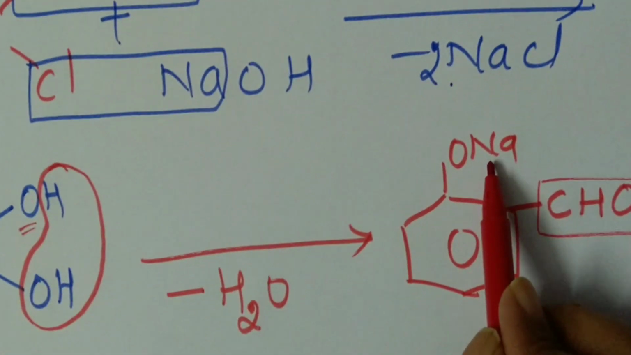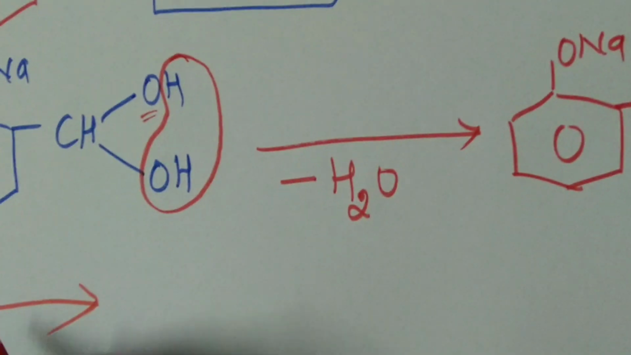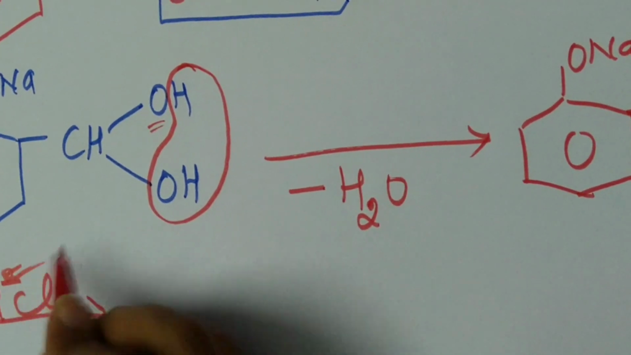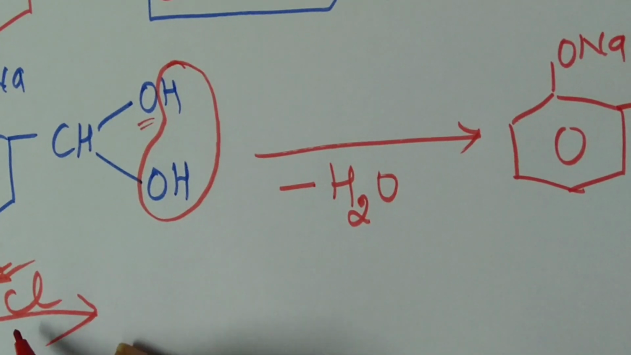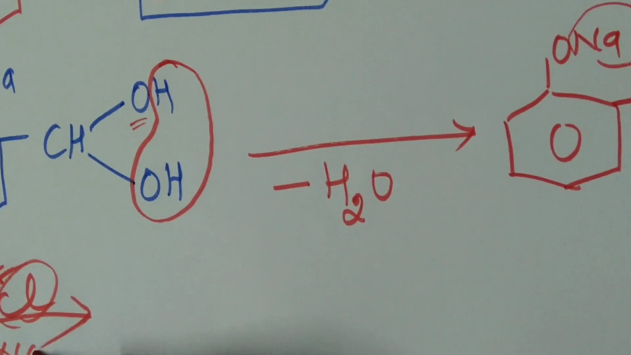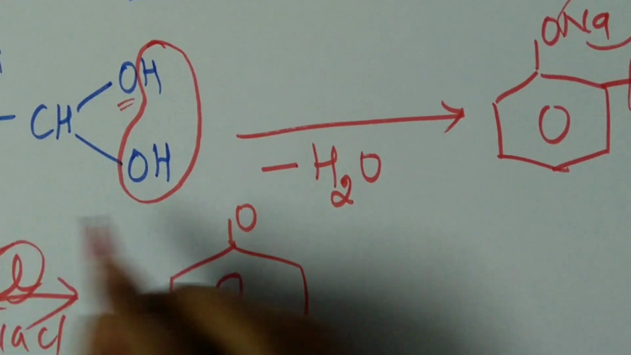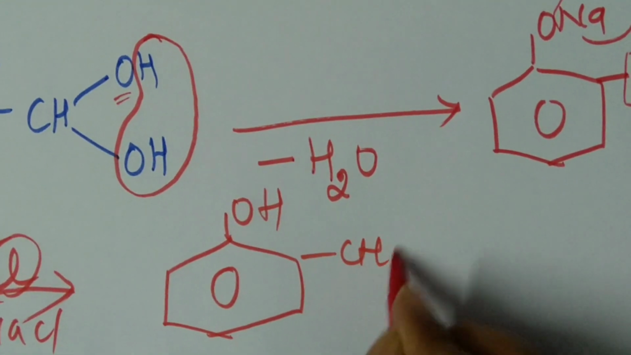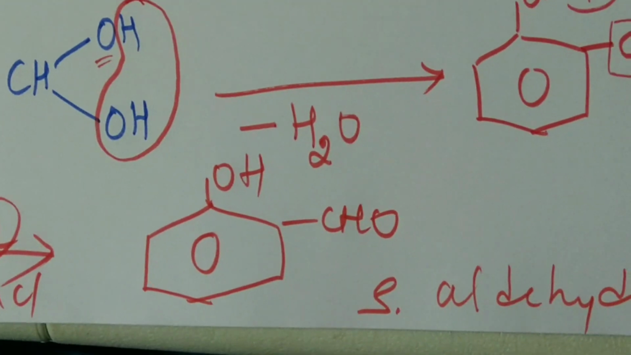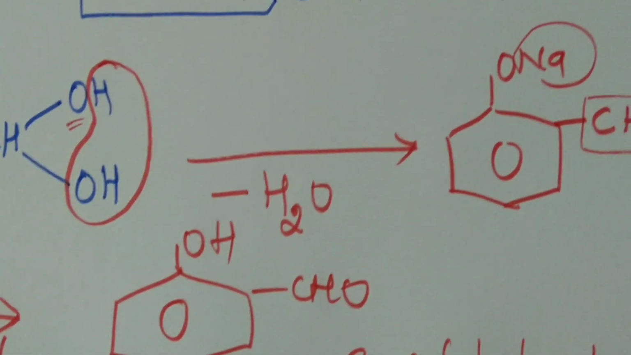But I need to remove this sodium atom and replace it by H. What should I do? I should go for acidification. For example, I will take HCl. I will add an acid. So what will happen now? Sodium will go with Cl in the form of NaCl, giving you OH, OH and CHO. This is nothing but salicylaldehyde. It plays a very important role. It is used in manufacturing of aspirin tablets.